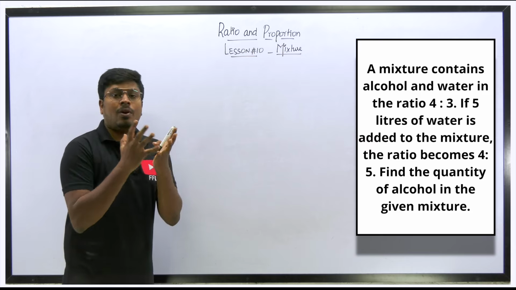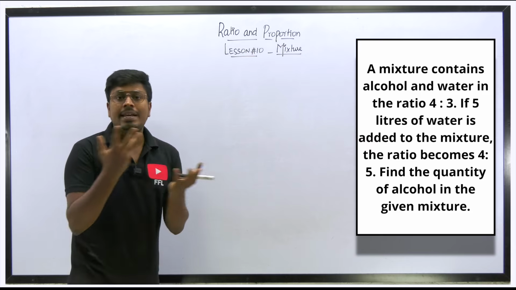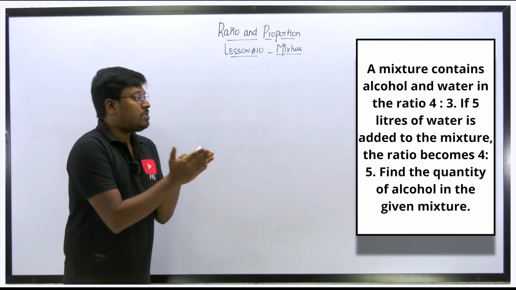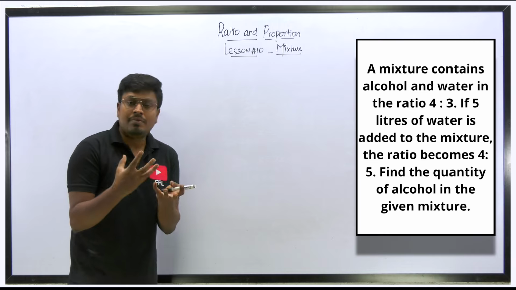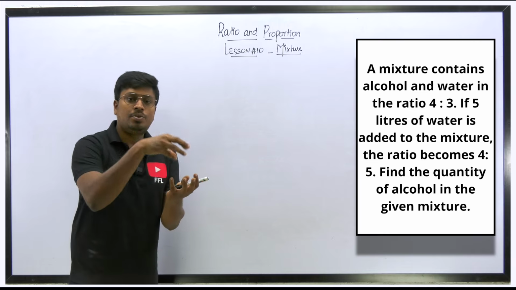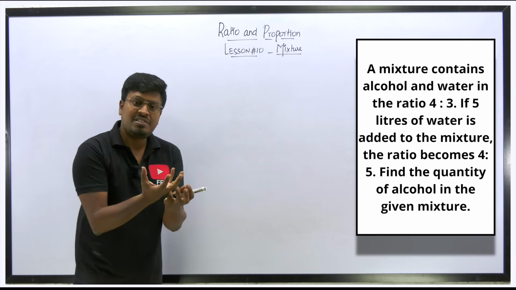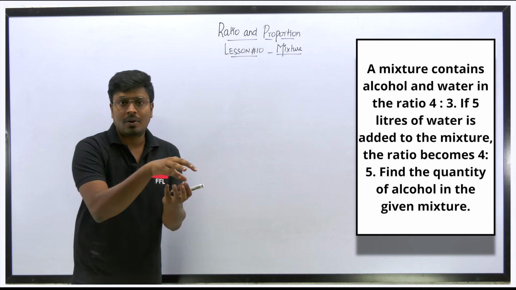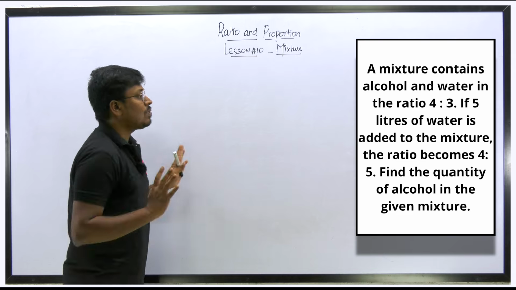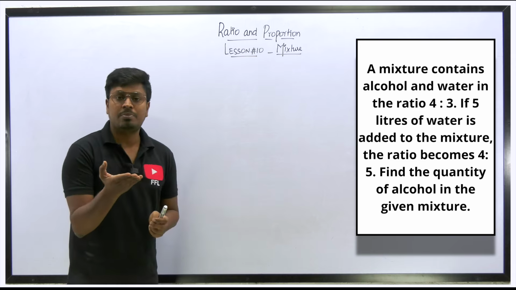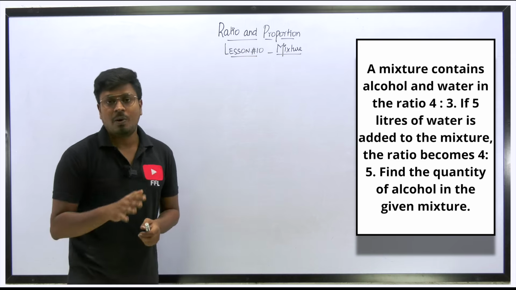The complete question concept is based on alligation and mixture. Usually this concept is easy to identify, because in the question itself they will give you some sort of mixture that contains water and milk, or a mixture that contains water and alcohol. So it's a mixture concept, and it is easy to solve. If you know the basics of ratio and proportion, you can easily solve all the questions.